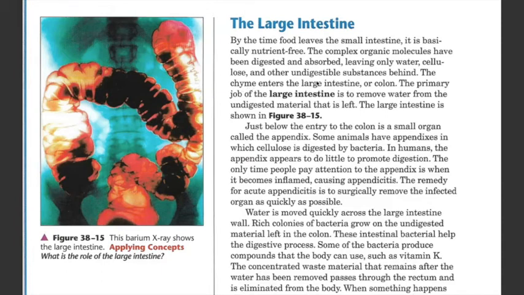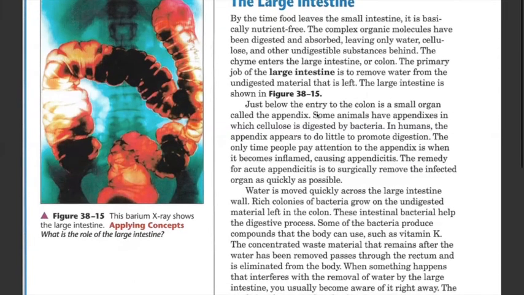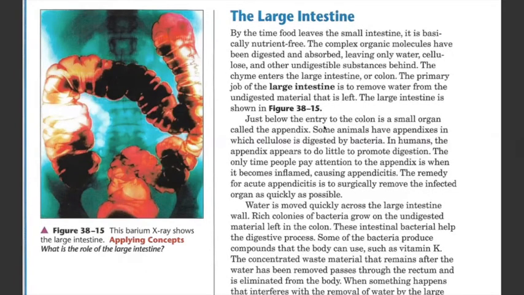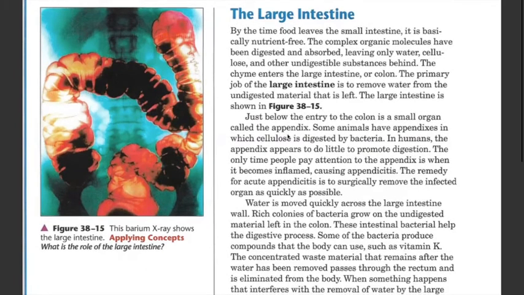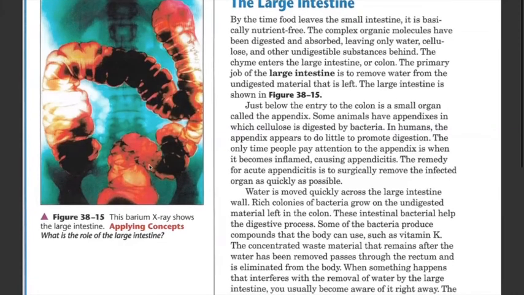The chyme enters the large intestine, also known as the colon. The primary job of the large intestine is to remove water from the undigested material that is left. The large intestine is shown in figure 38-15. Just below the entry to the colon is a small organ called the appendix. Not shown in this picture apparently, but if you look closely and squint your eyes, you might be able to see a piece sticking out right here, not really well colored in. That's the appendix, teeny tiny little thing there.